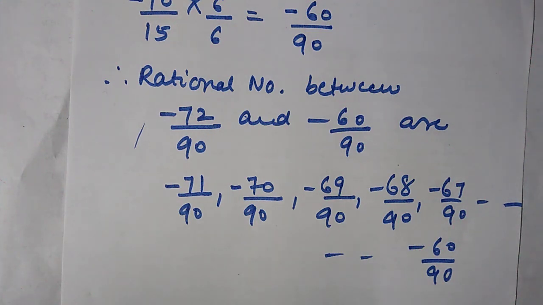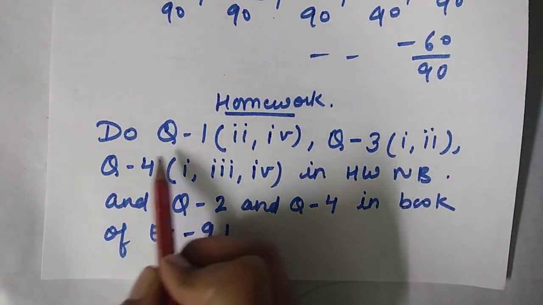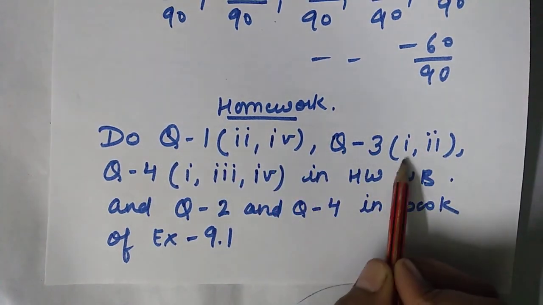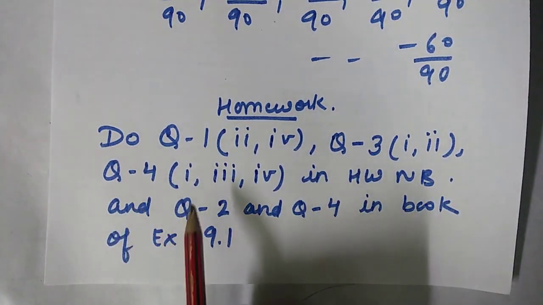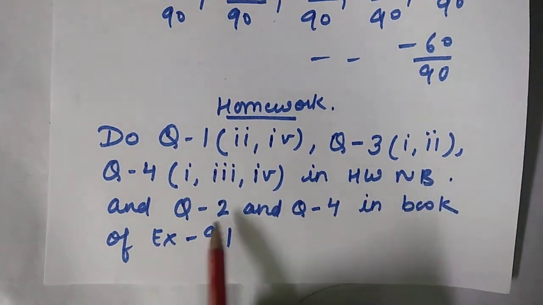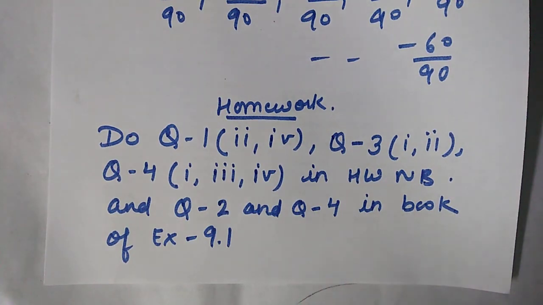Now come to the homework. So students, your homework for today is: do question number 1 part 2nd and 4th, question number 3 part 1st and 2nd, question number 4 part 1st, 3rd and 4th in your homework notebook, and question number 2 and 4th in your book. These are from exercise 9.1. Okay, so this is all about today's lecture.